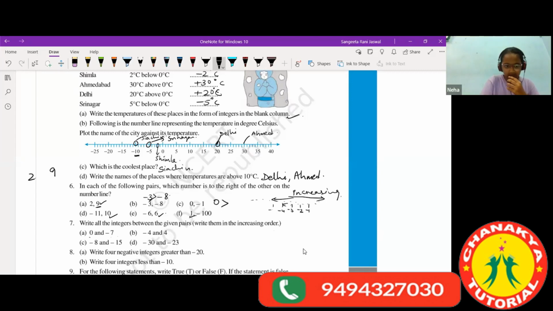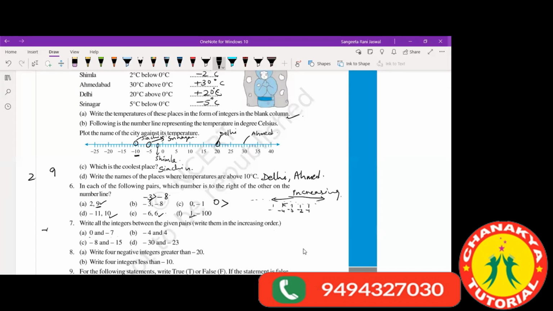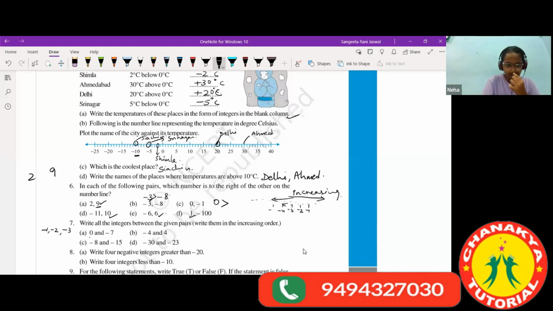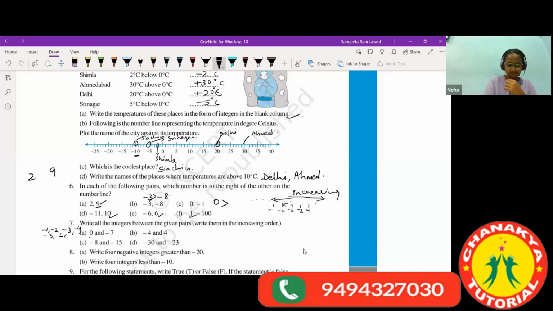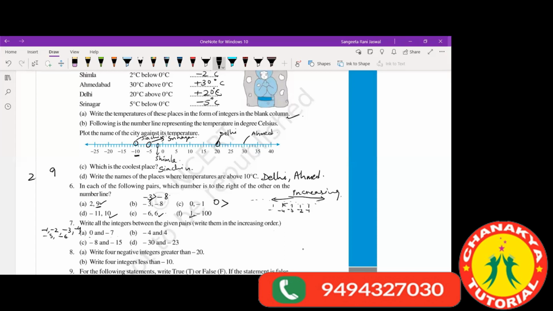Ma'am, -1. Yes. -2. Hmm. -3, very good. -4, very nice. -5, very good. -6, good. Okay, that's nice. So you can write the rest of the numbers in your notebook.